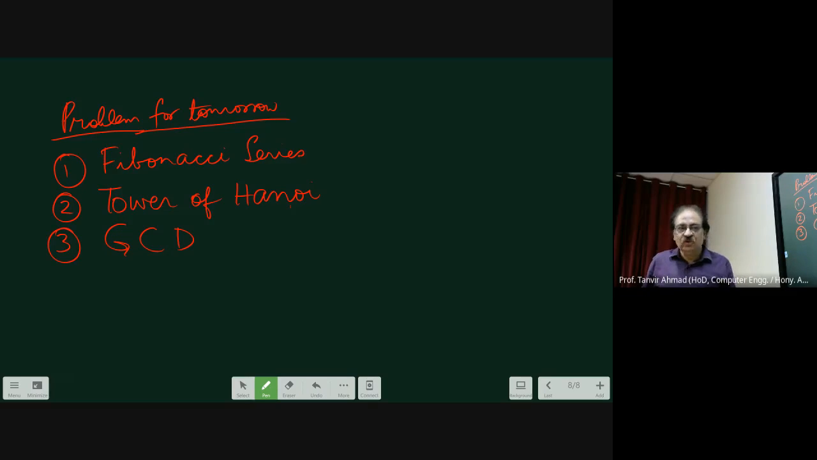And you'll be surprised to know that Tower of Hanoi is one of the very, very classical problems, and it can be solved in only 3 lines using recursion. A non-recursive algorithm to implement Tower of Hanoi will take at least 50 to 60 lines of code, whereas a recursive algorithm will hardly take 3 lines of code.